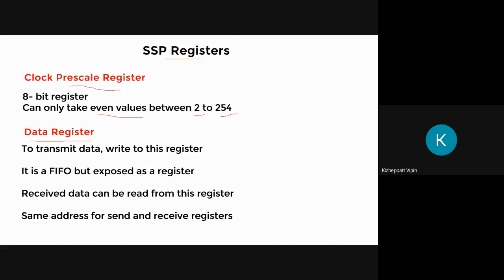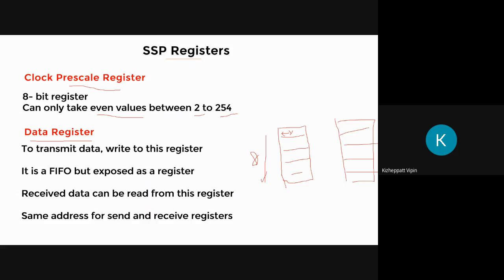Then there is a data register. Although it is written as a register, internally, as we have seen in the first slide itself, it is actually implementing a FIFO. There is a FIFO for transmission and a FIFO for reception. What was the depth of the FIFO? How many frames maximum? 16. So that was 8, frame size. Yeah, so depth is 8. Width can be between 4 to 16.